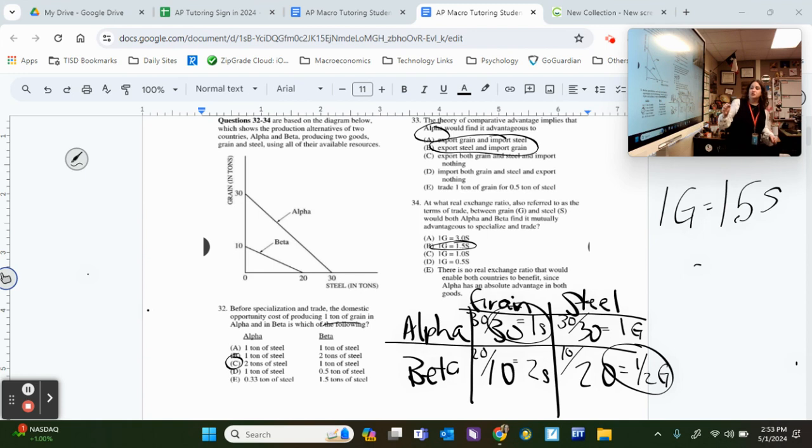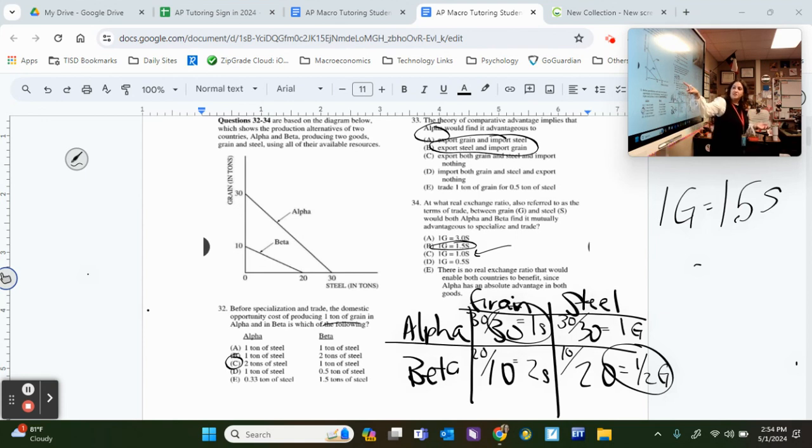So, for example, let's look at one of the wrong answer choices. Let's look at C, which is 1 grain equals 1 steel. Okay, so I go to my grain column, starting wherever the 1 is, which happens to be 1 grain, and I look at what's not circled. So 1 grain costs 1 steel, but for Beta, 1 grain costs 2 steels. So far that's good, because they're giving up fewer steels for grain than they would have on their own. But let's see if it's advantageous for Alpha.